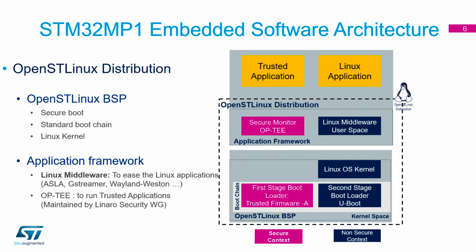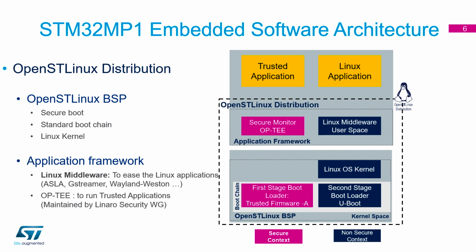If we have a look inside the distribution package, in the application framework, underneath your trusted application, we have the secure monitor and OP-TEE, which handles the running of the trusted application execution. And then you've got the normal Linux middleware in the user space, which will be running all the open source Linux applications like ALSA, GStreamer, Wayland Weston for graphics, things like that.